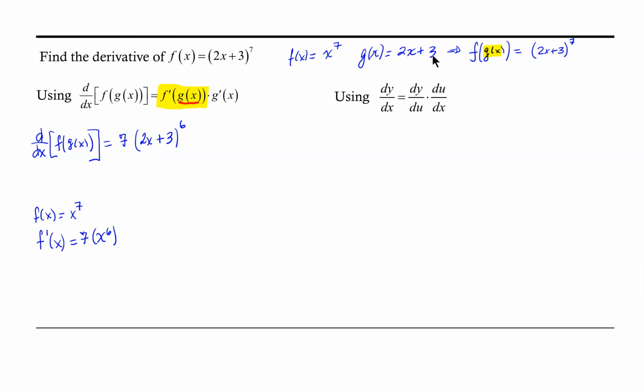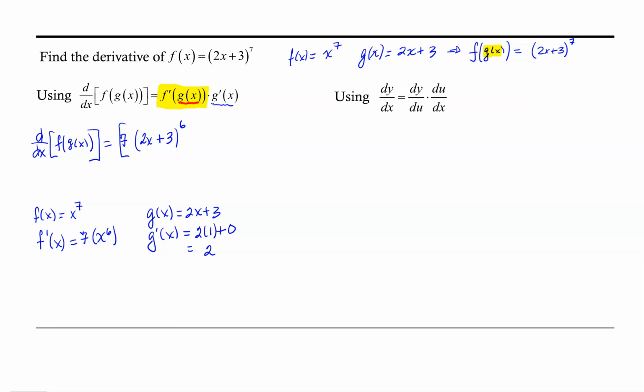Continuing on with our chain rule, we now need g prime of x. So we claimed that we could use g of x as 2x plus 3. So g prime of x will be the derivative of that. The derivative of 2x is 2 times 1, using both the constant multiple rule and the power rule, plus 0 using the constant rule, or just simply 2.